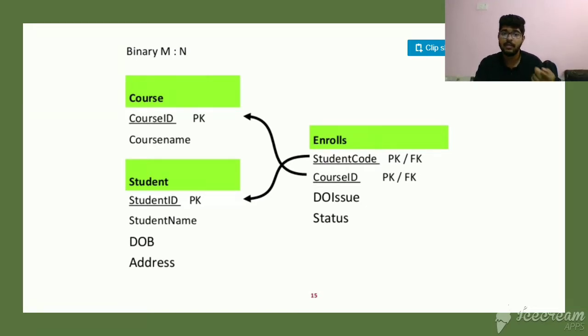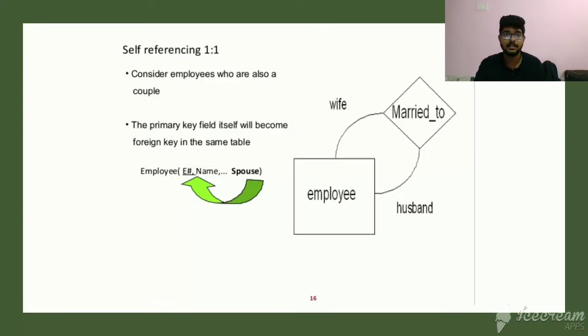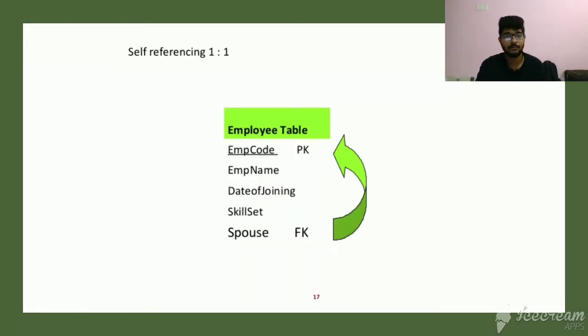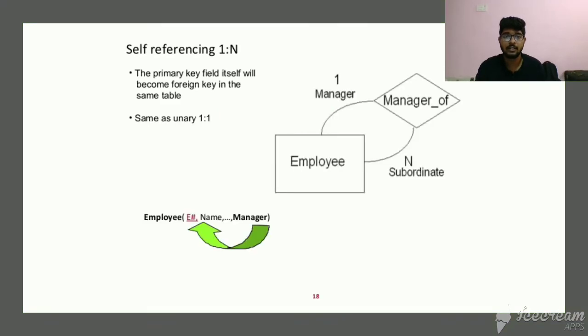And in the student table we have student ID, student name, date of birth, address. Self-referencing can also be used to store hierarchical data. For that, consider employees who are also a couple. The primary key field itself will become a foreign key in the same table. In the same employee table we have the employee and their spouse, so employee code will be the primary key and spouse will be the foreign key.